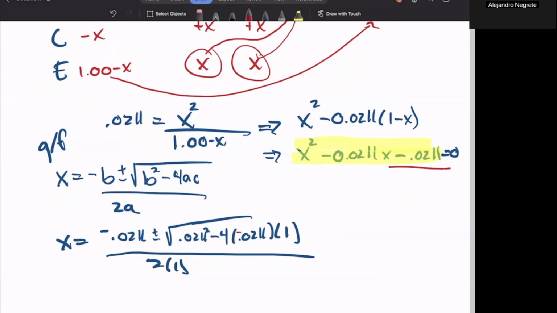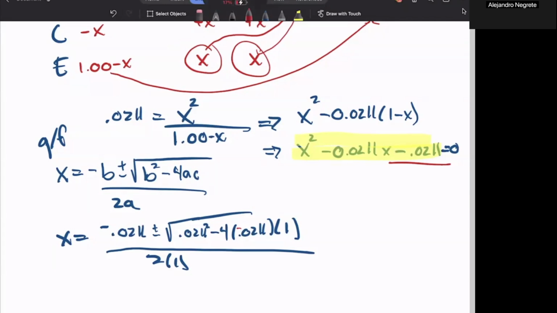Let me throw this in the calculator. By putting that into the calculator, we're going to come out with this answer here. So we have two answers for this. x is equal to negative 0.156, or it's equal to a positive 0.135.